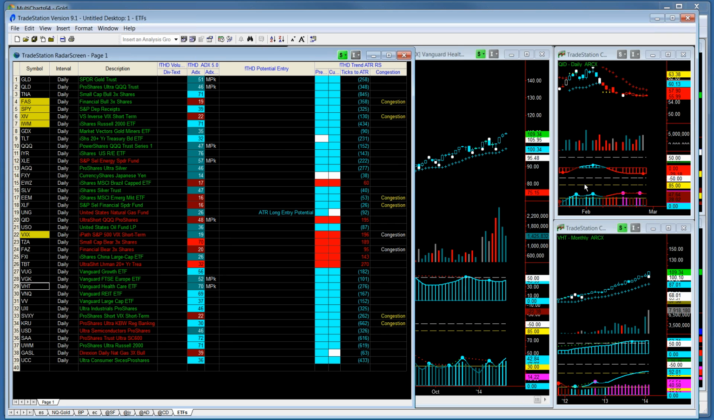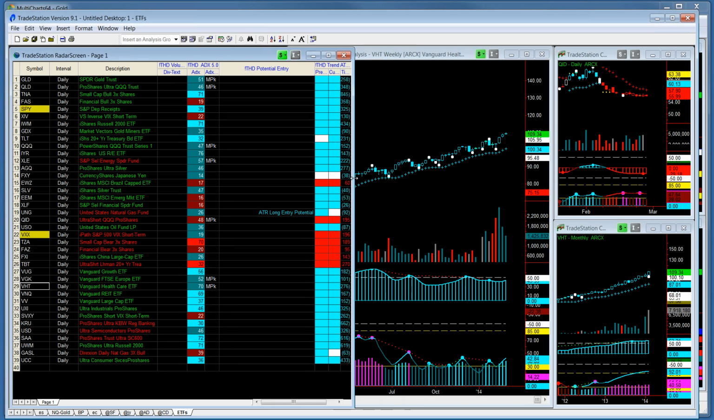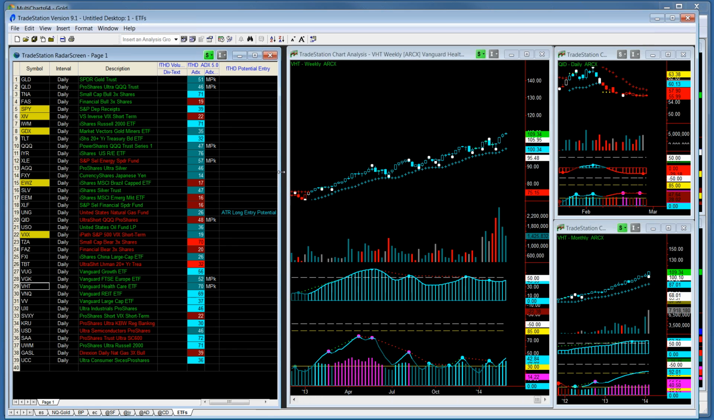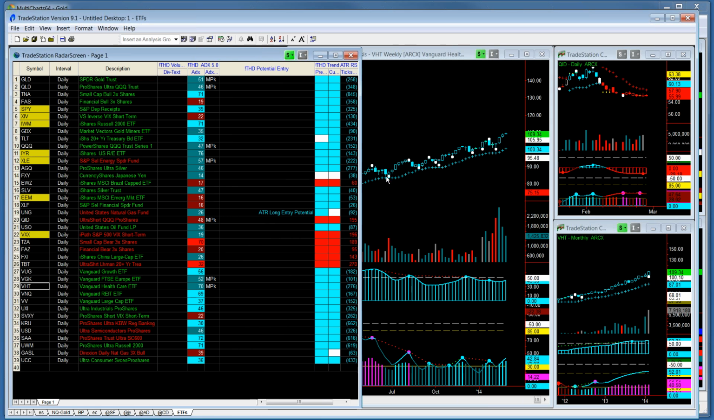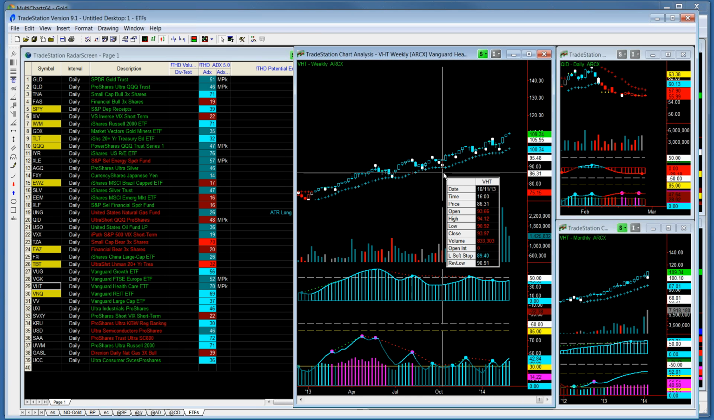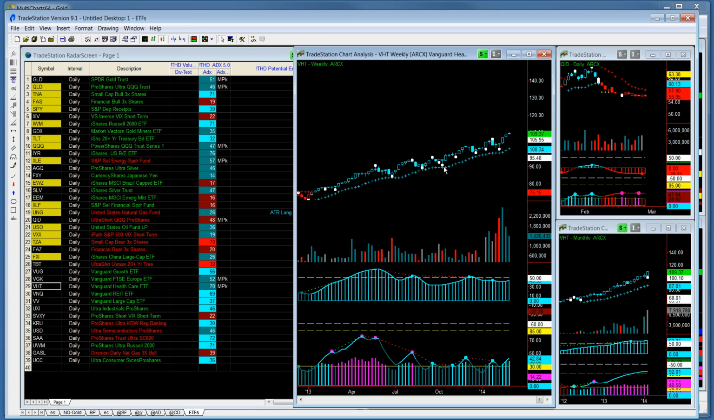VHT, I don't see any area where I have white candlesticks. Actually, that one is. You did have divergence there. You could have been into that one.